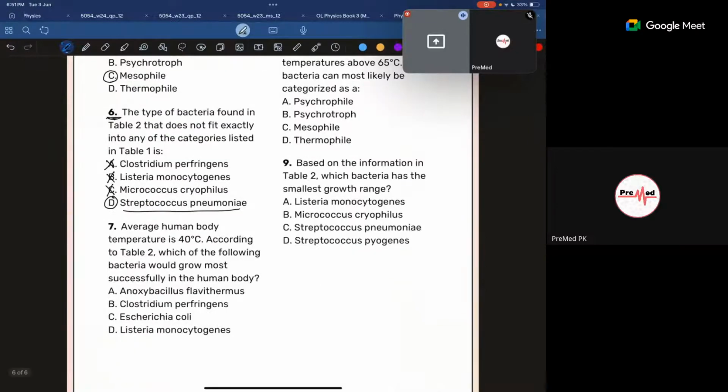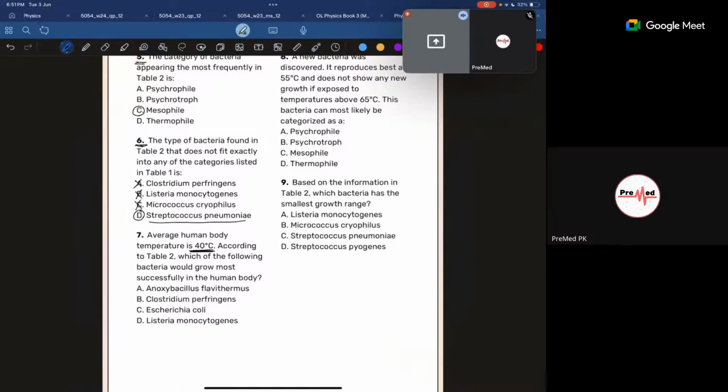Okay, so now we'll move to question number seven. Average human body temperature is 40 degrees Celsius. According to table 2, which of the following bacteria would grow most successfully in the human body? The first one is Anoxybacillus flavithermus. So we'll check the optimum temperature of this one, because as it is mentioned, the average human body temperature is 40 degrees Celsius. So we need to see which one will grow most successfully.